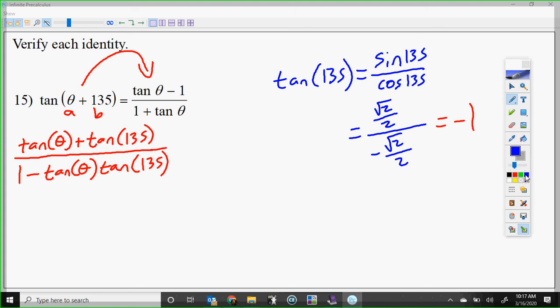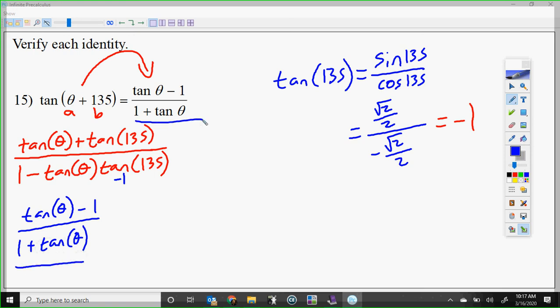So I'm going to substitute that in. That's tangent of theta plus negative 1, which is just minus 1, over 1 minus tangent theta times negative 1. Negative times already a minus makes that going to be plus tangent theta. And so now this and this are the same. So sign your proof.